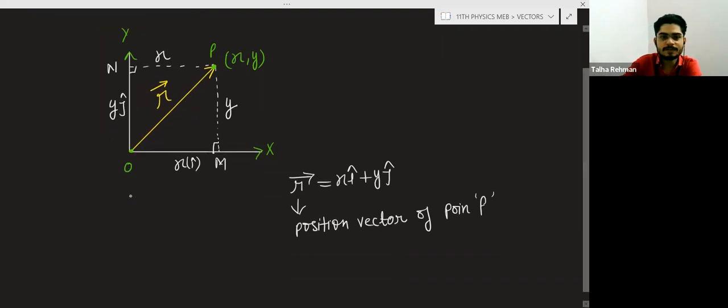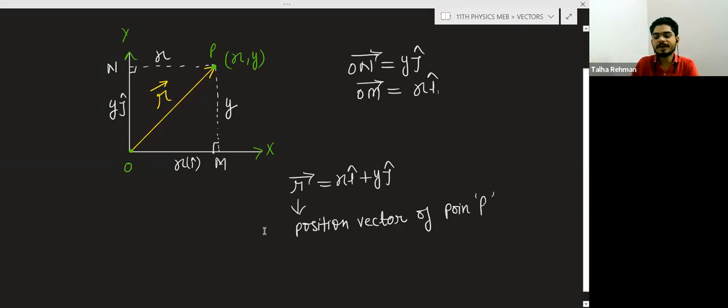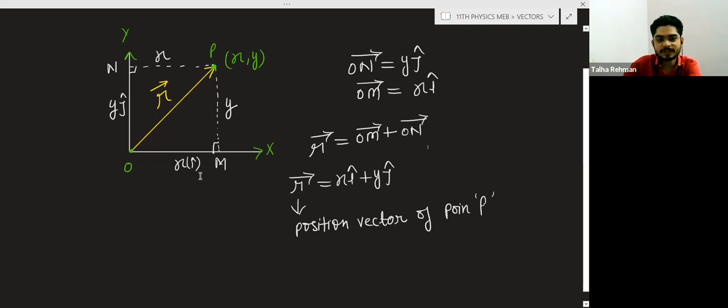So we have the ON vector as y into j cap and the OM vector equal to x into i cap. So when you write the position vector from the parallelogram law, you can write the position vector R vector as the OM vector plus the ON vector. The OM vector is x i cap and the ON vector is y into j cap. So this is your position vector.